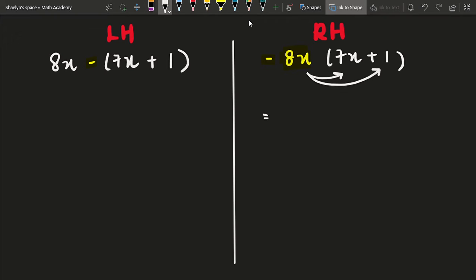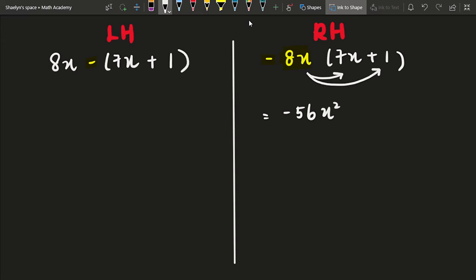When you multiply negative 8x with 7x, we just look at the numbers. You get negative 56, right? Because negative times positive gives negative. And how about the x? We have x outside and also x inside. So when x multiplies with x, you will get x squared.